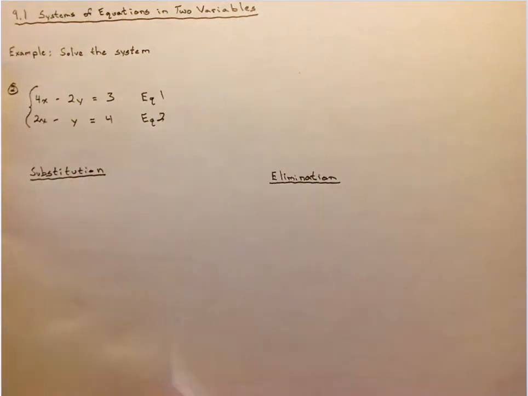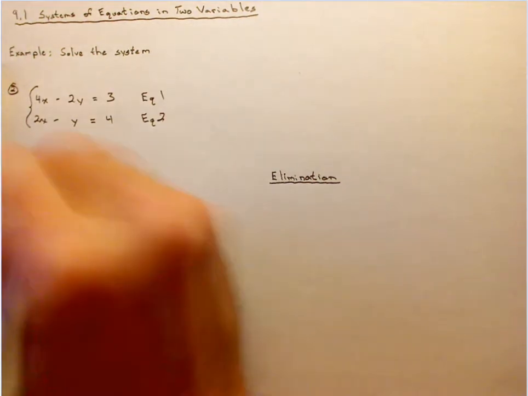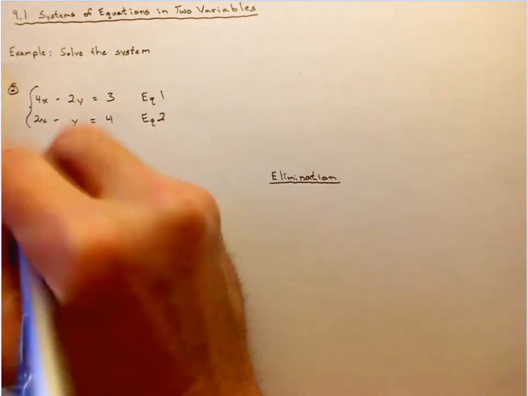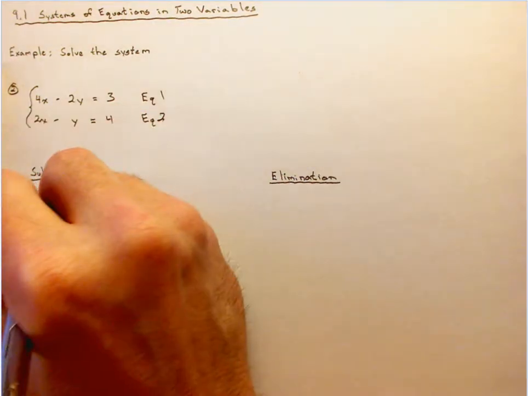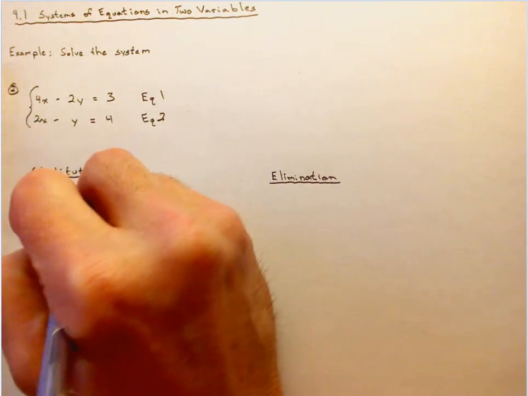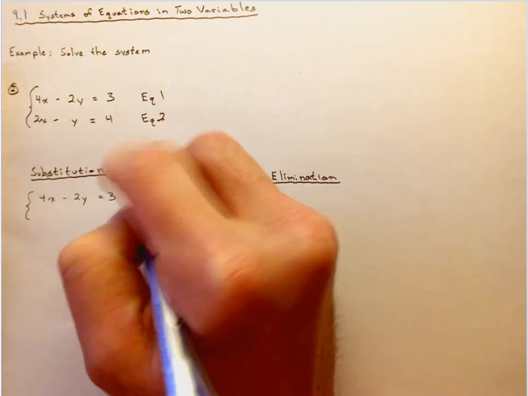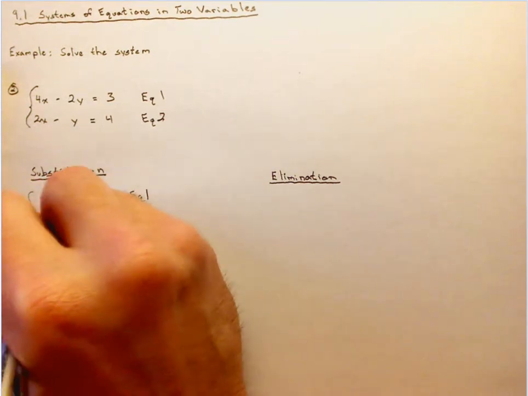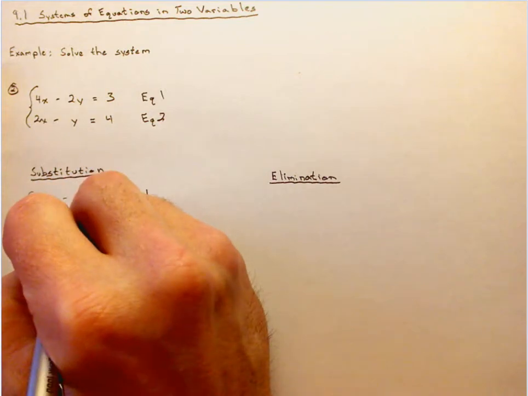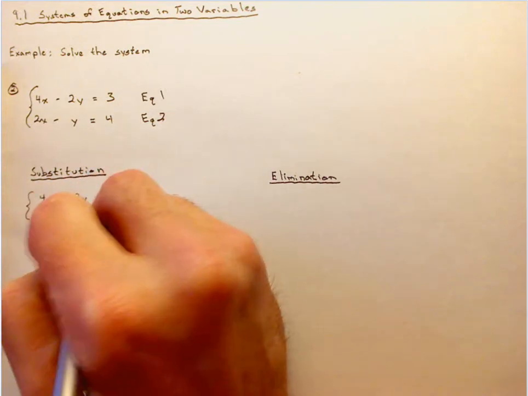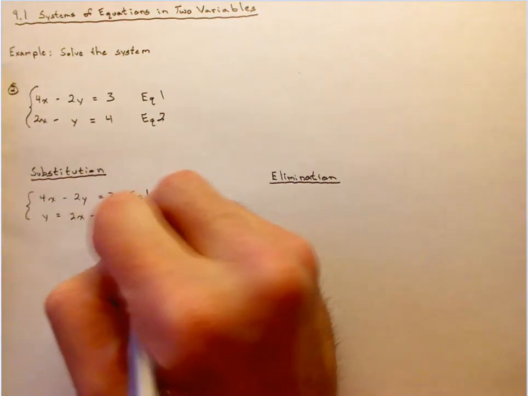Alright, so using substitution, I need to do some rewriting. I need to isolate a variable. I'll isolate y since it's all by itself. So I have 4x minus 2y equals 3, and that's equation 1 still. And then let's solve for y. So I would have y, and that would be 2x minus 4, because I got to get rid of that negative sign with the y. And that's equation 2.